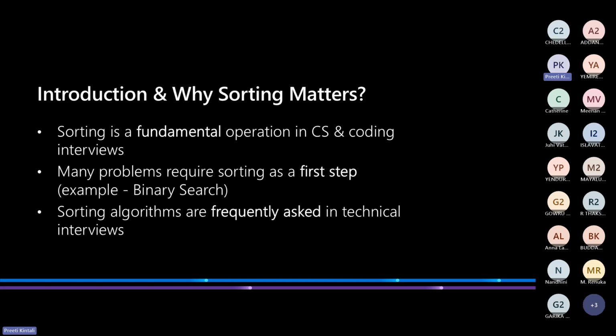There are many problems in computer science that require sorting as a first step. If you already have a coding background, you might know the problem of binary search, where we divide the array into half and check if the middle element is greater than or less than the target. It is one type of searching algorithm. In that algorithm, the first step is that we need the array to be sorted. Like that, there are multiple other problems which require sorting as the first step.